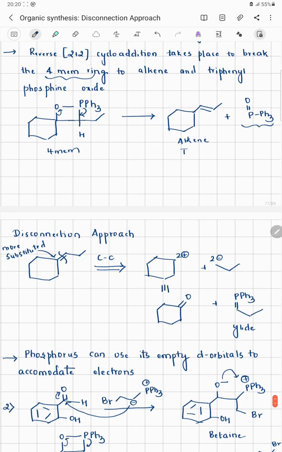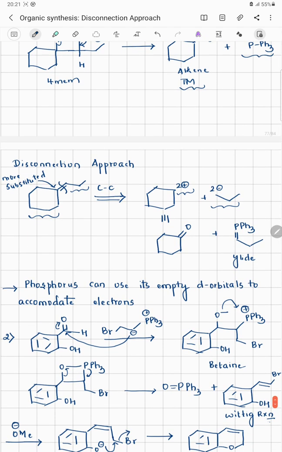Now if I consider this alkene system as my target molecule, I can observe that there is a more substituted side and a less substituted side across the double bond. How can I do a disconnection approach? Obviously, I will be cutting at the double bond, so that I get a 2+ cationic system and a 2- anionic system. I can easily generate this cationic system by making use of cyclohexenone as my synthetic equivalent. The other system can be easily a phosphorus ylide system.